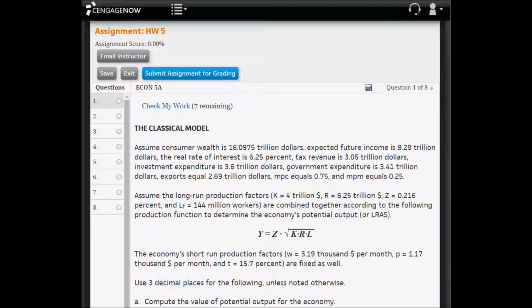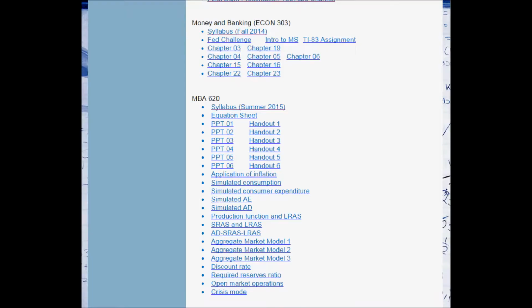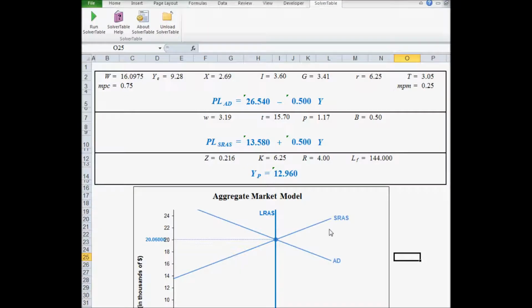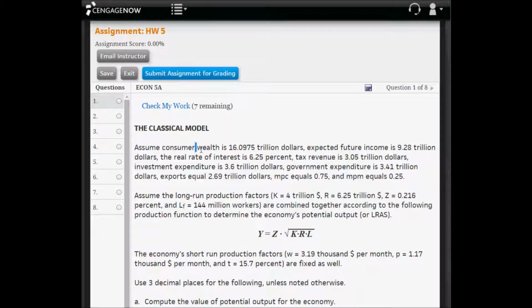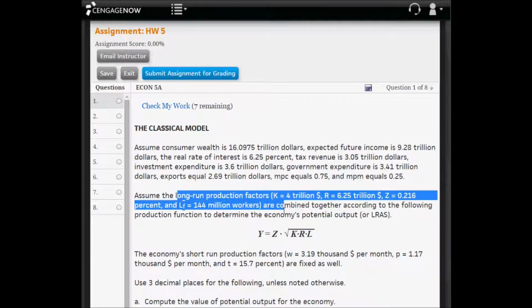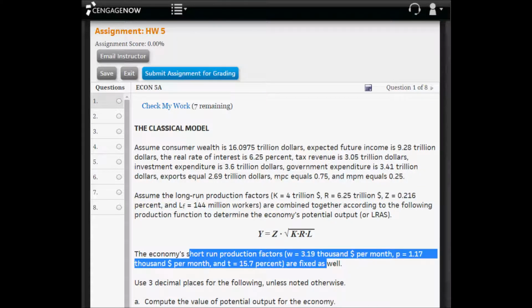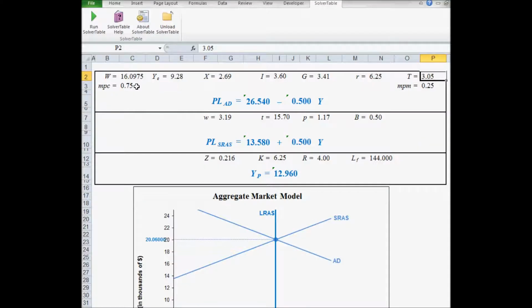Now, in the Excel spreadsheet that you can download from howsnare.com, it's aggregate market model 2. When you click on that, you'll open up something that looks like this. I've already entered the values for wealth, expected future income, exports, investment expenditures, government expenditure, the real rate of interest, taxes. I've already entered all these numbers in from Cengage now. Both the demand factors, long-run production factors, and the short-run production factors. All these numbers have been entered into the Excel spreadsheet.